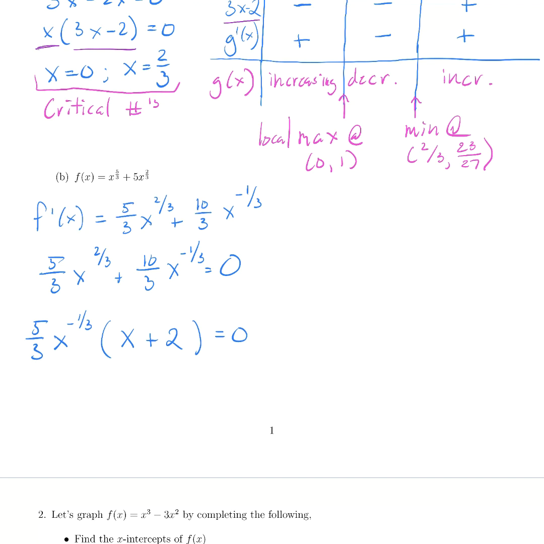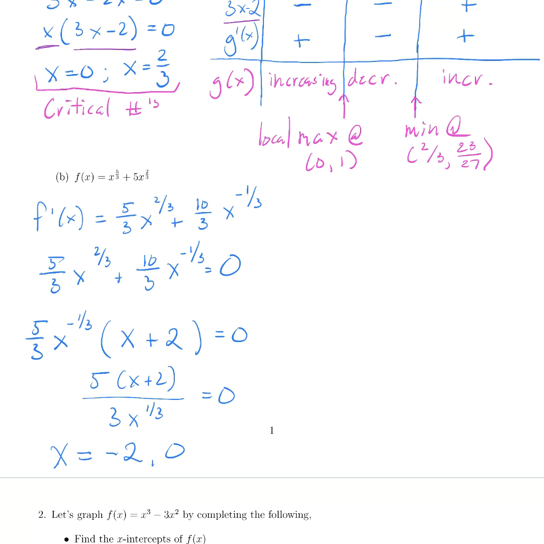So I can think of this then as 5 times (x plus 2) over 3x to the 1/3 is equal to 0. So that gives us critical numbers of negative 2, because that's going to cause this whole thing to be equal to 0, and also 0, because that's where this first derivative is undefined. Okay? So now we need to take those critical numbers and look at the appropriate intervals here.